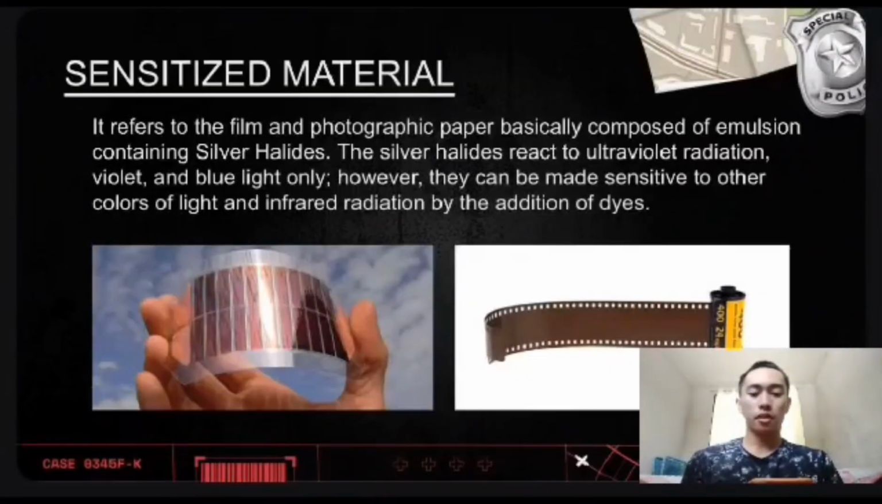Sensitized material refers to the film and photographic paper basically composed of emulsion and containing silver halides. The silver halides react to ultraviolet radiation, violet and blue light only. However, they can be made sensitive to other colors of light and infrared radiation with the addition of dyes.